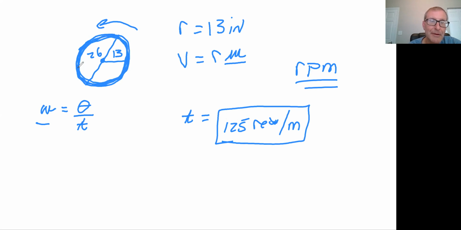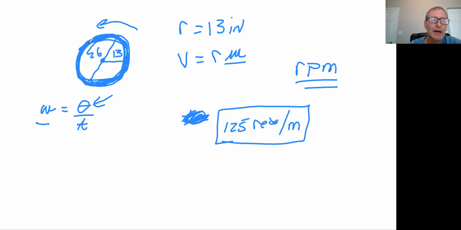And you're going around and around 125 times, what would be the angle? Excuse me, that wasn't T. This is revolutions per minute, not T. I'll apologize for that. So we're going around and around 125 times. So if you think about it, what is this angle?